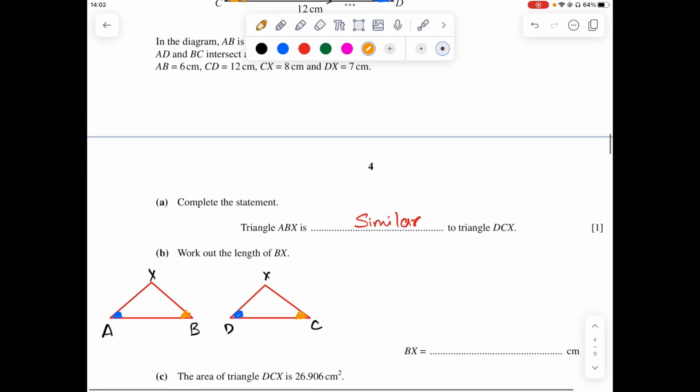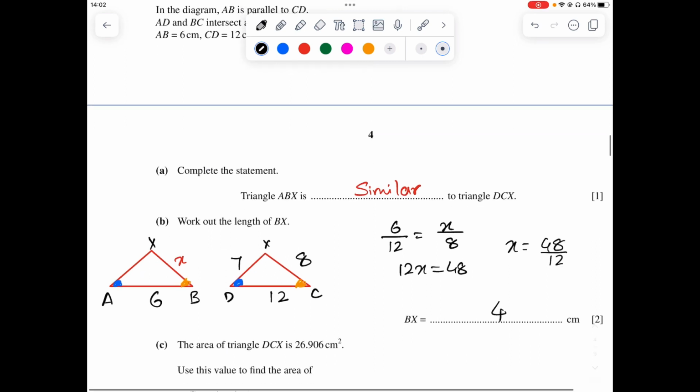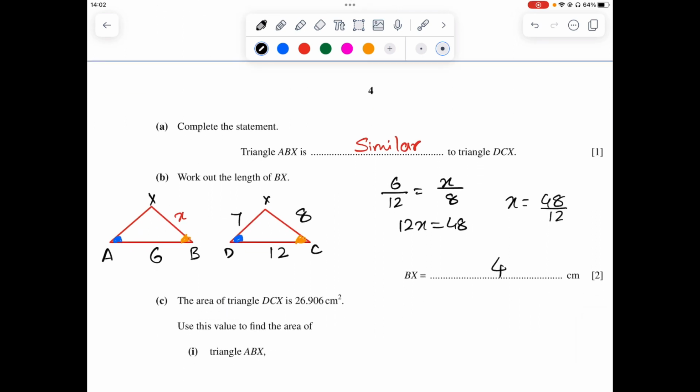Now populate the diagram. AB is 6, CD is 12, CX is 8, DX is 7. What is he asking? He's asking BX, which may be x. So what should I be doing? Base upon base. Base of the first triangle upon base of the second triangle equals left side of the first triangle divided by left side of the second triangle. When I divide that, do the cross multiplication. 12x equals 48. x equals 48 upon 12, which is nothing but how much? 4.